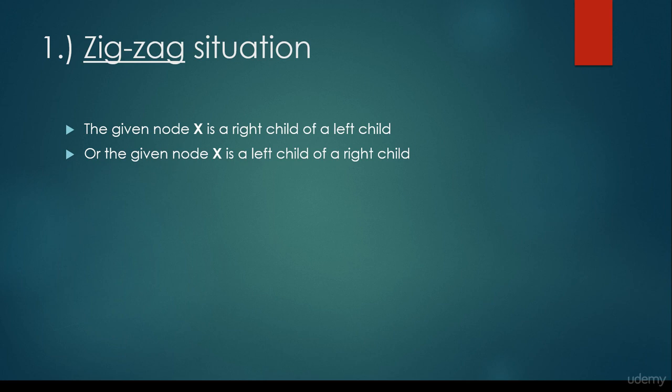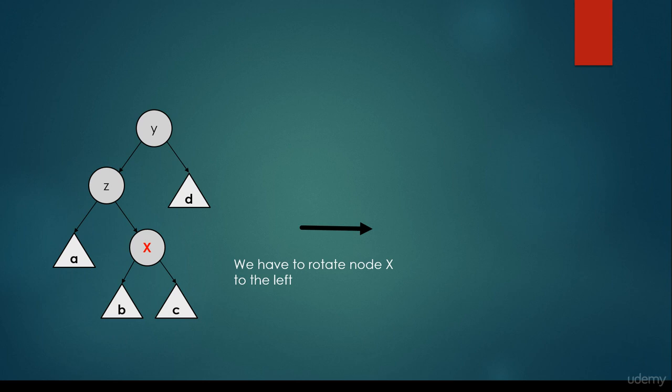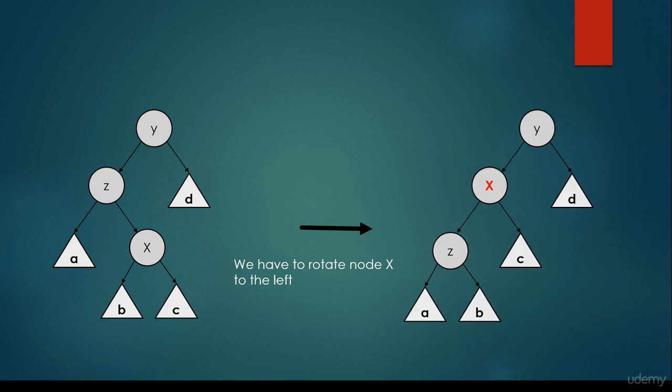Okay, we are going to talk about the right child of a left child situation, but we have to do exactly the same in the opposite, so the left child of a right child situation. Okay, so we have the root node, the Y. We have a left child of Y, it is the Z, and the right child of Z is the X, the node we are looking for. So, in this case, the X is a right child of a left child, because it is the right child of Z, but the Z is the left child of Y. So we have to rotate node X to the left first.